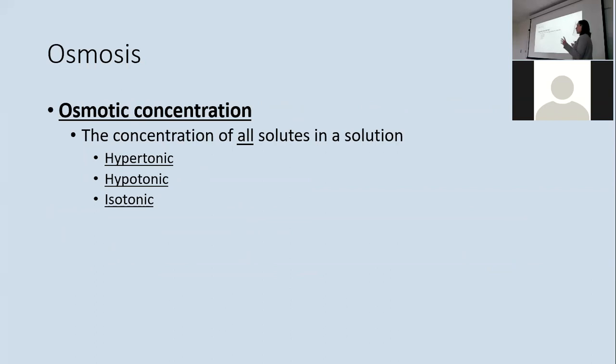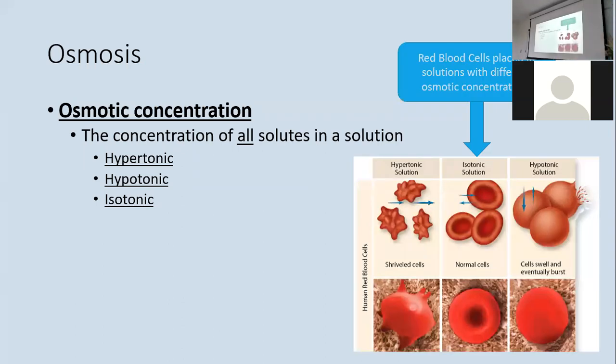We can talk about the osmotic behavior of water by comparing the solutions in a given system. We're talking about osmotic concentration, which is the concentration of all solutes in some solution. I have this beaker of stuff and it has some osmotic concentration: what is the concentration of all the stuff in it? We can compare different solutions using a few different terms: hypertonic, hypotonic, and isotonic are the terms in question.